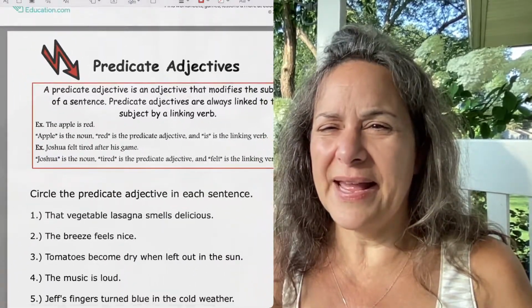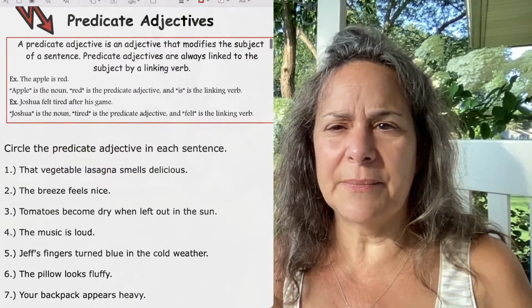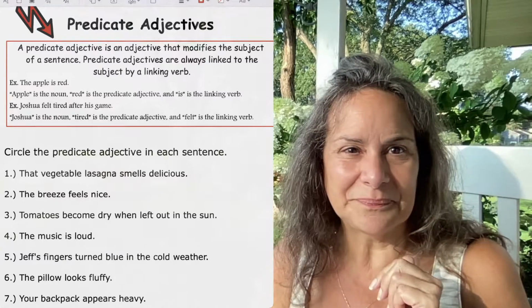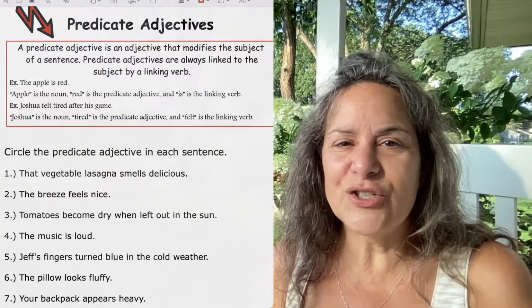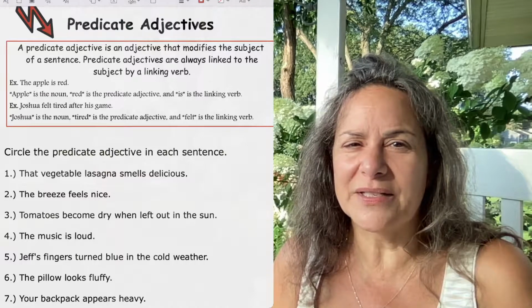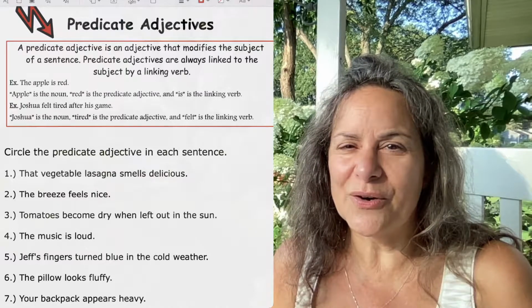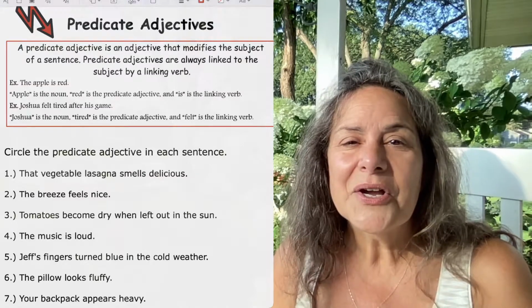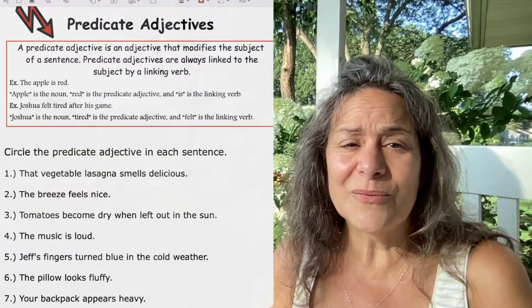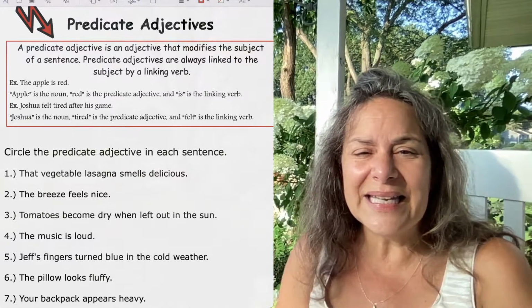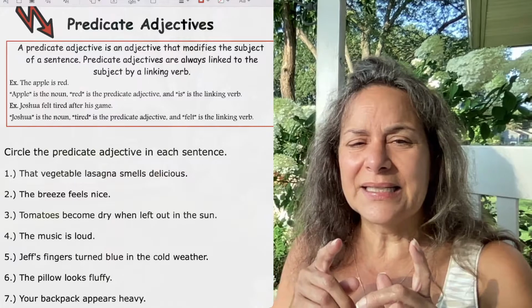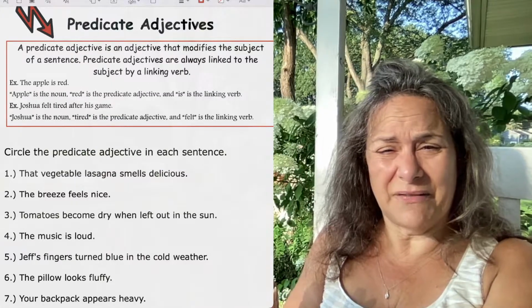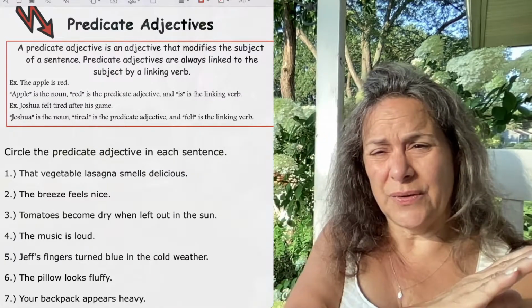These are predicative adjectives. So we're doing the same thing, but let's just take a look at this. This helps us when I was talking about describing. A predicative adjective is an adjective that modifies the subject of a sentence. Predicative adjectives are always linked to the subject by a linking verb. So here we're looking at a linking verb. It links the second half, the predicative adjective, to the subject.